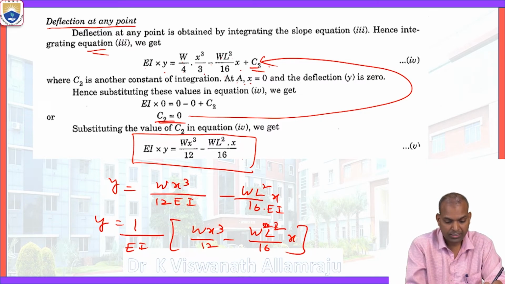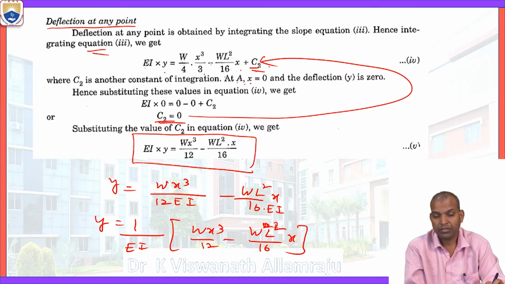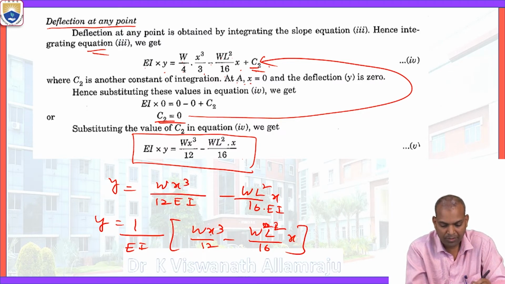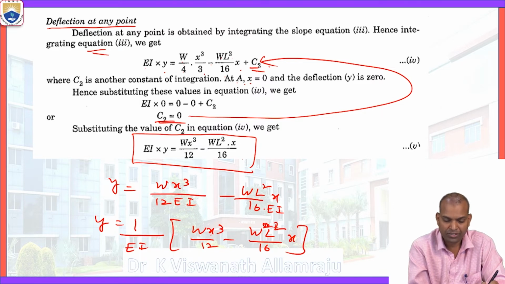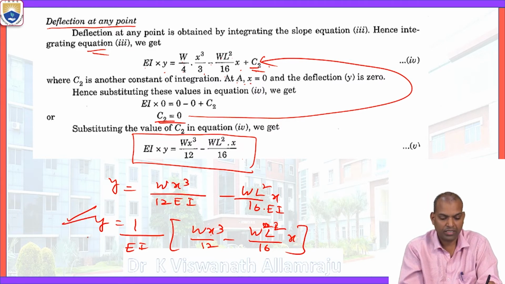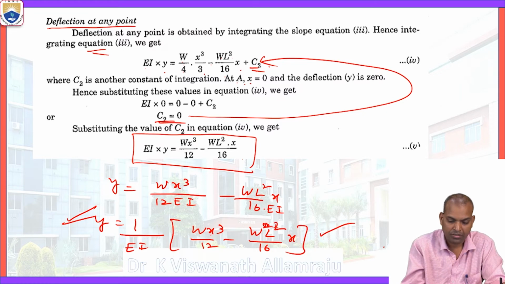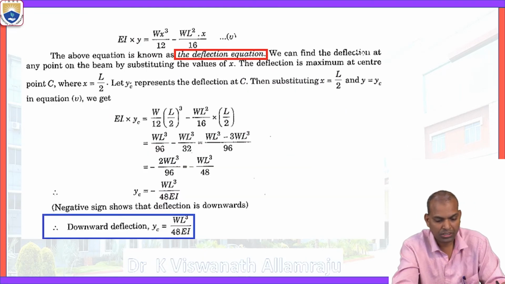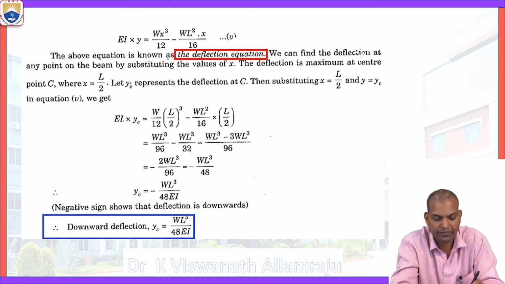Now wherever we need throughout the span, by substituting different values of x, we can find out the deflection of the beam. X equal to L by 2, substitute, then we'll get the maximum deflection. At x equal to 0, y equal to 0. At x equal to L by 4, x equal to L by 2, L by 3, like that, if you substitute various values of x, we can get the deflection of the beam. So this equation is known as the deflection equation.